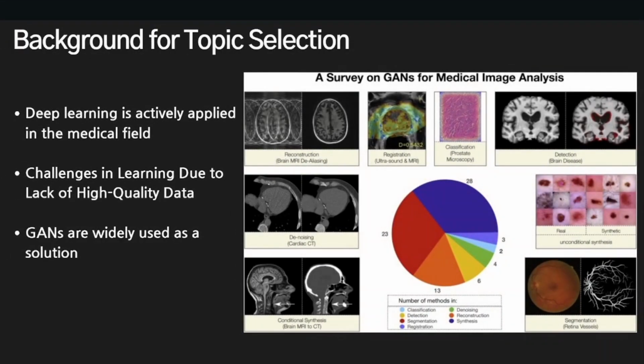When training an AI model, the amount of data greatly influences its performance. However, in the medical field, it is difficult to obtain enough high-quality data due to privacy concerns and other issues. Therefore, our team aims to improve the performance of the image classification model by increasing the amount of data using a GAN model.